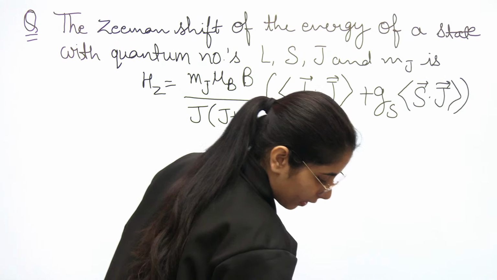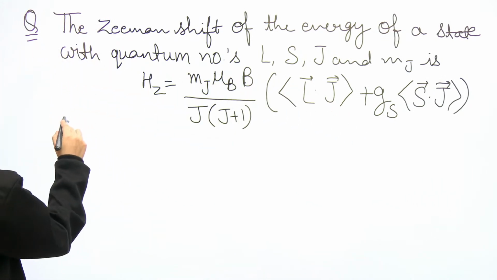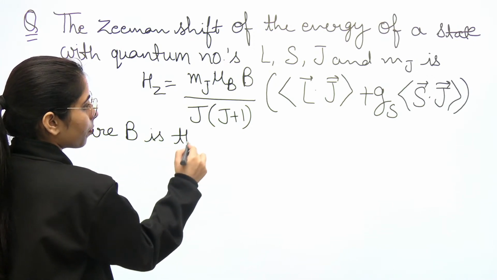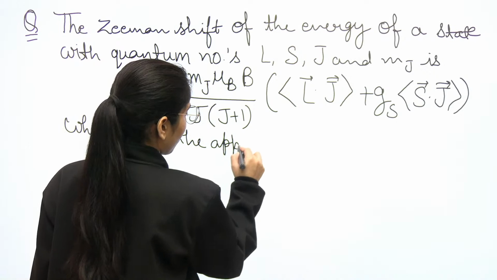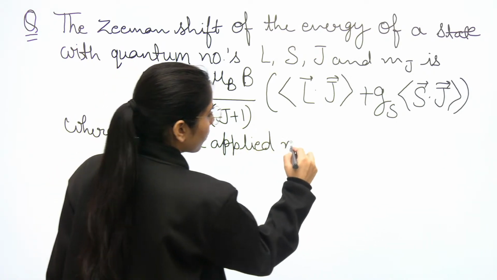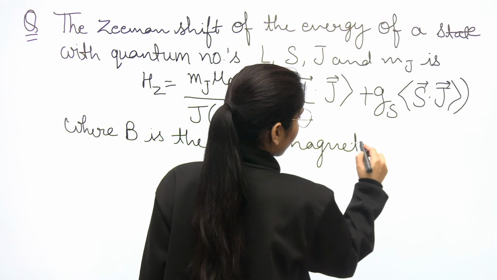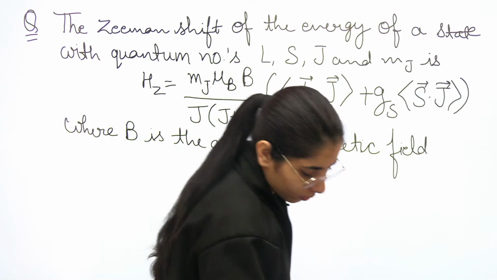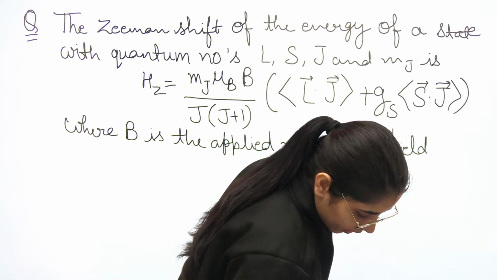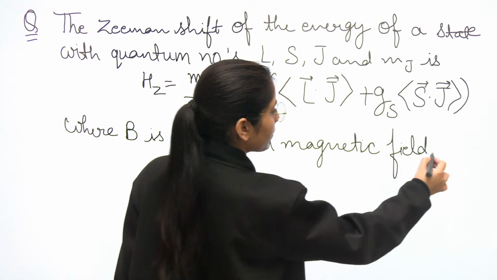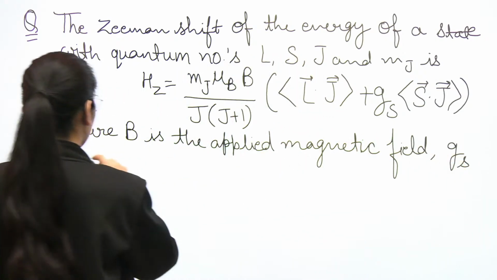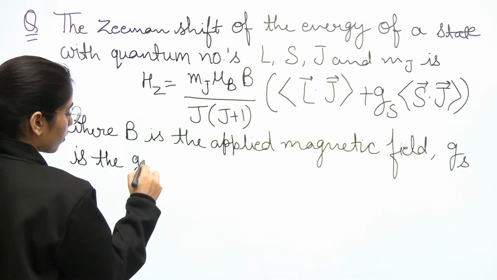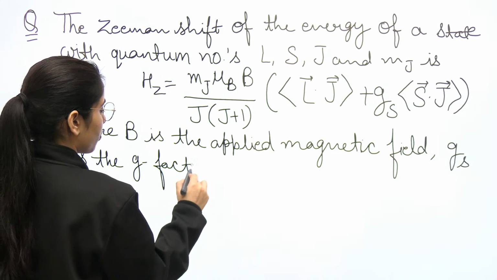Where B is the applied magnetic field, and g_S is the g factor for the spin.